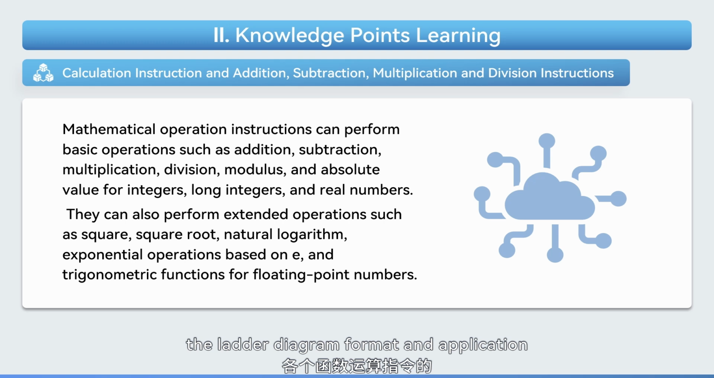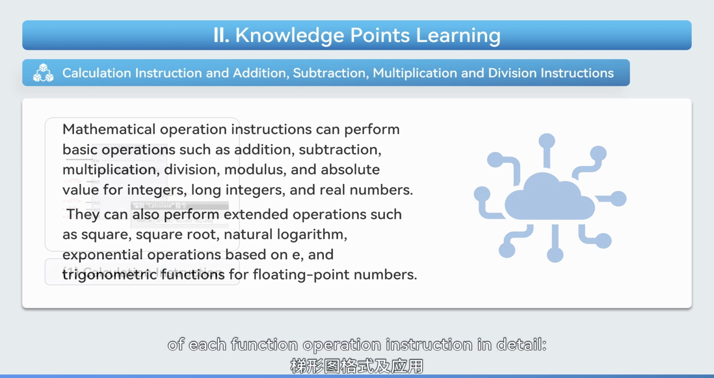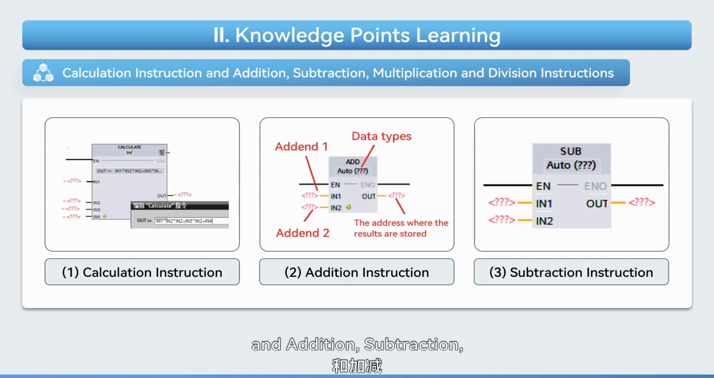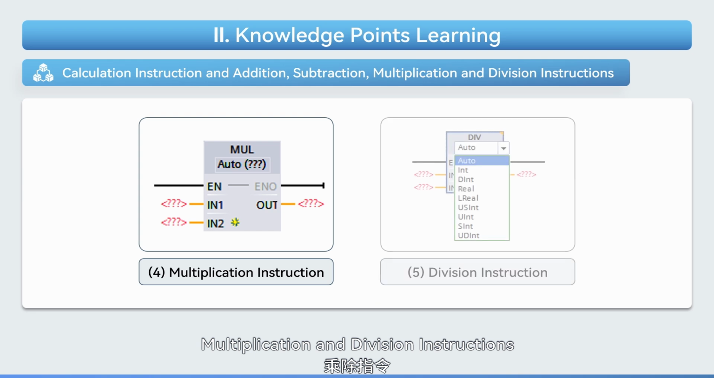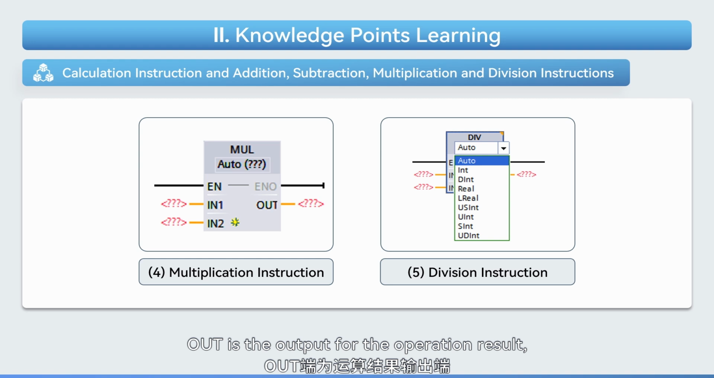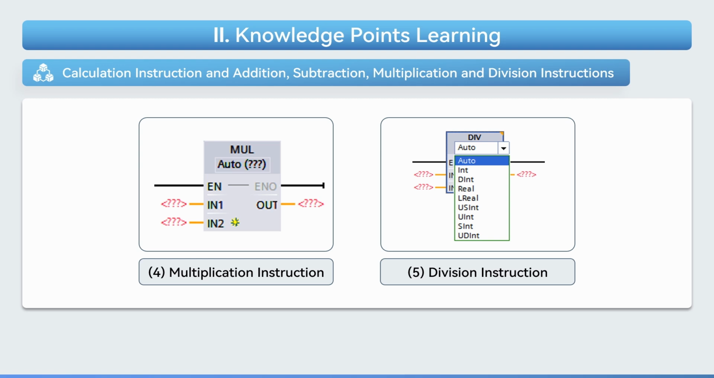Let's explain the ladder diagram format and application of each function operation instruction in detail. 1. Calculation instruction and addition, subtraction, multiplication and division instructions. The diagram above shows the ladder diagram representation of arithmetic and calculation instructions. The EN terminal is the enable input, IN1 and IN2 are the data inputs, out is the output for the operation result. And auto is used to set the data type.